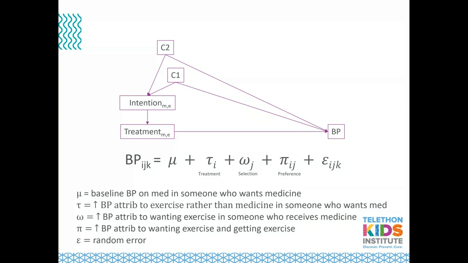So the I subscript represents the treatment that you receive. The J subscript is the treatment that you want, and K is for an individual patient, patient K.